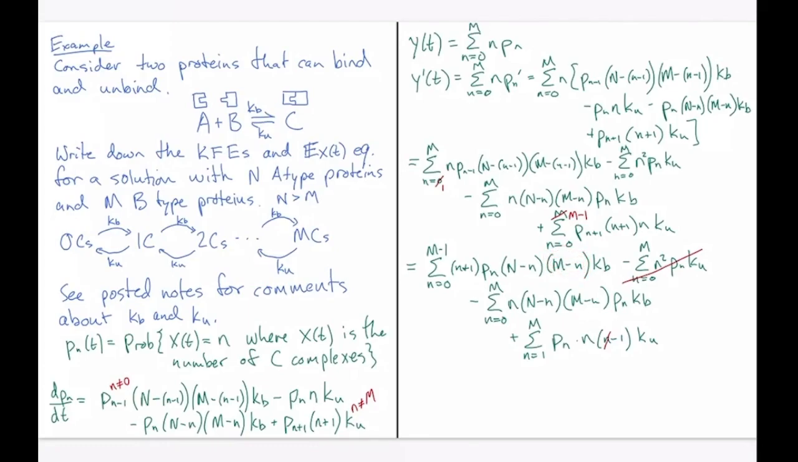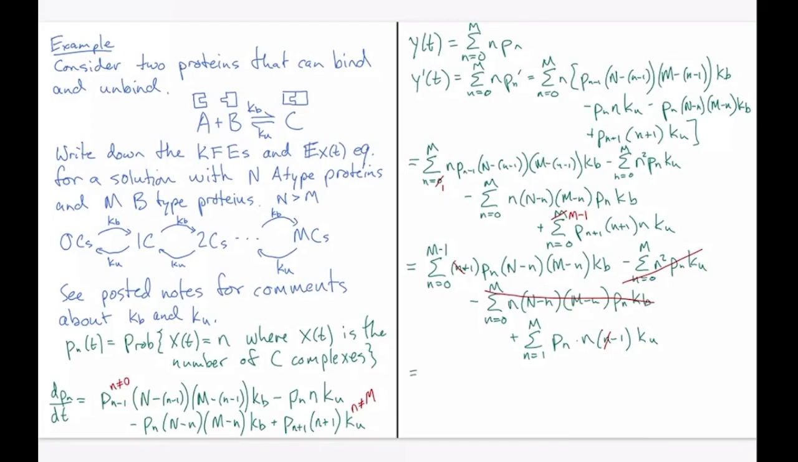And so what's going to cancel now? Well, we have an n multiplied by pn, n minus n, m minus m, kb. So that n term is going to cancel. I'll put the slash the other way so we know which one goes with which. And that covers this whole term here. And then what we're left with is just the pn, m minus n, kb. So let's write that down.